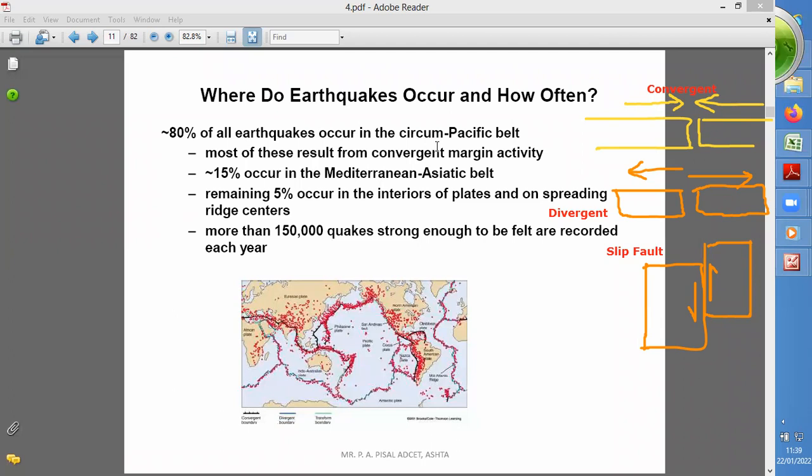Now, when two blocks move towards each other, what happens? Suppose this is one block and this is the second block. Two blocks move towards each other. Now, after moving, what happens? At the next step, I will show you on the left hand side. Suppose this is the first block and this is the second block. Now one block goes beneath the second block.